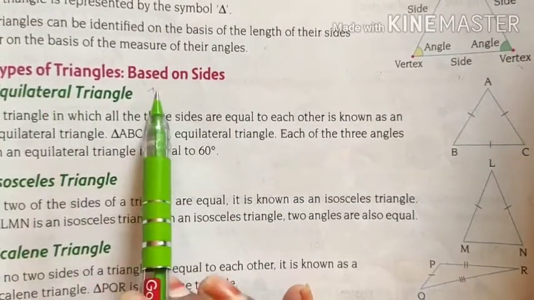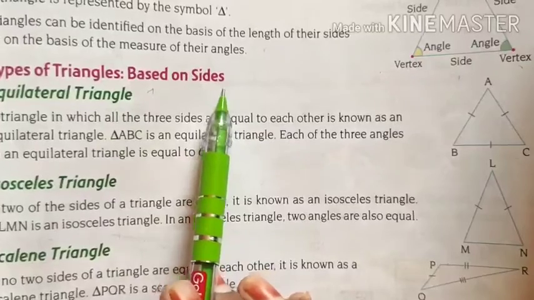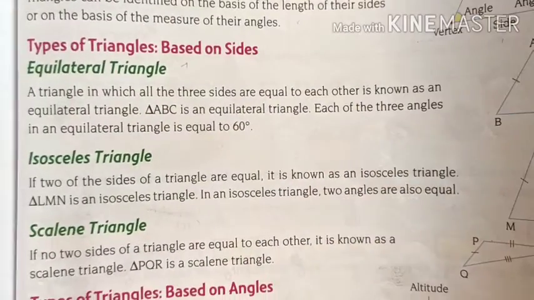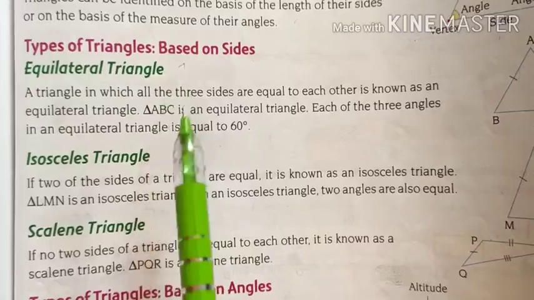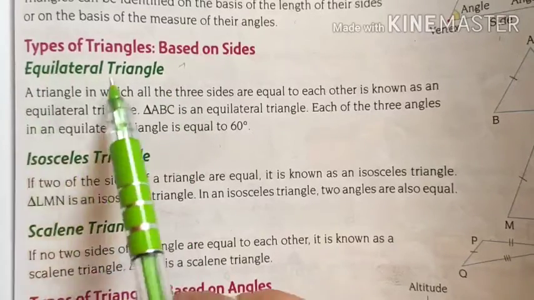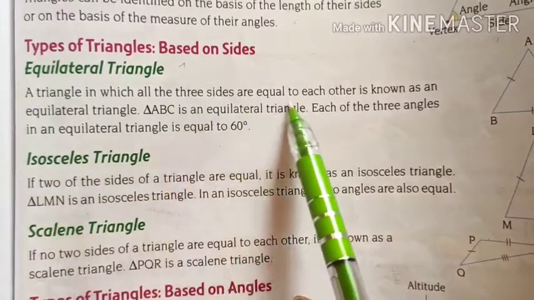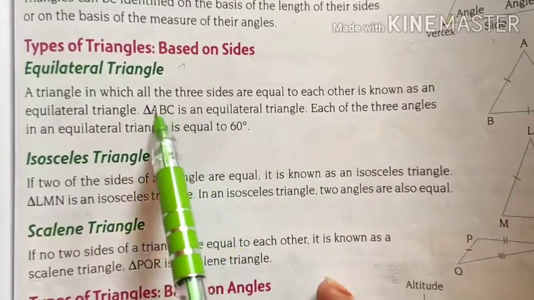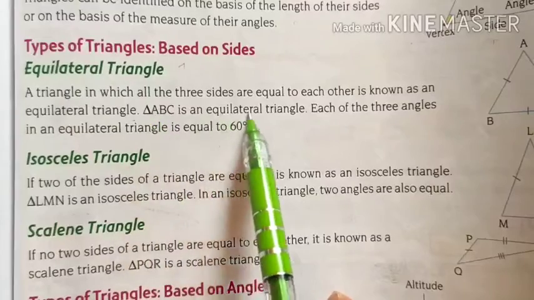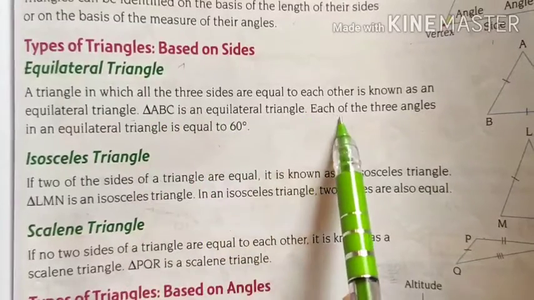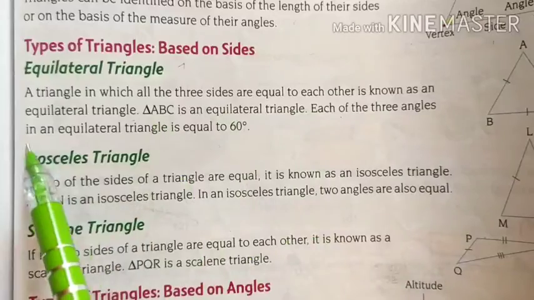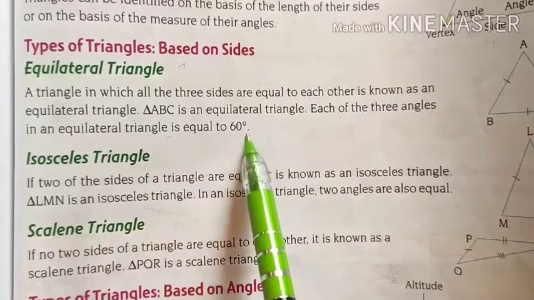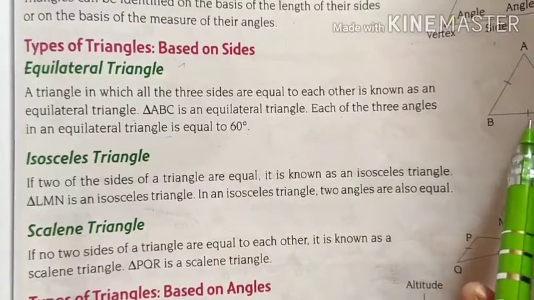Then types of triangles based on side, this will be the heading. The first one is equilateral triangle. So the heading is, definition is a triangle in which all the three sides are equal to each other is known as equilateral triangle. Then we will not write this one. Triangle ABC is an equilateral triangle. This we will not write, we will write from here. Each of the three angles in equilateral triangle is equal to 60 degree. Then we will draw this diagram.